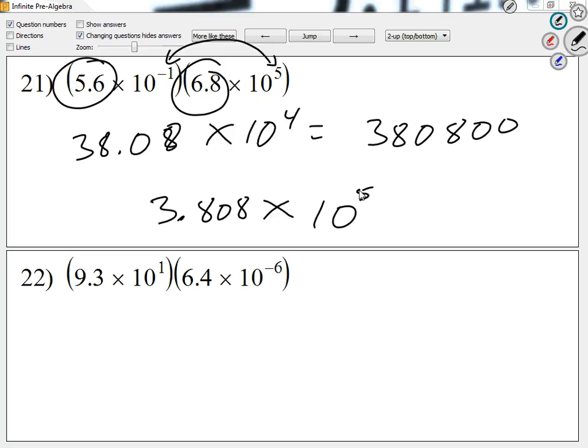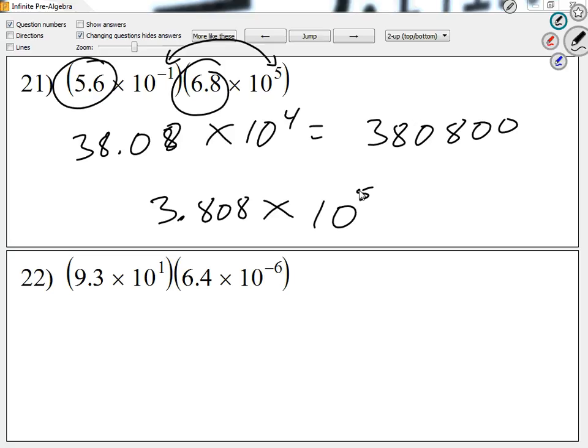Or from 38.08, you notice that instead of moving to where I had to go, I moved 1 space back. So add the extra step, so that's why it's 10 to the 5. Right? If you can see that, go for it. If not, you can write the number out.